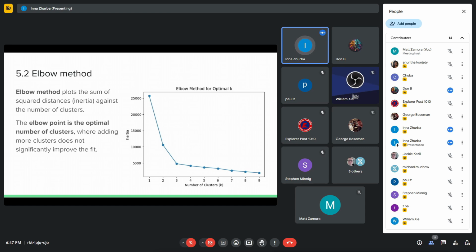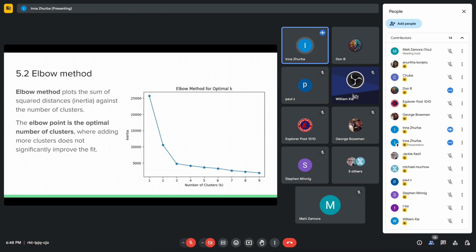It plots the sum of squared distances. It's also called inertia, which measures how far data points are from the centroid of their assigned cluster. And the lower inertia means better clustering, as points are closer to their cluster center. The goal, as I mentioned, is to find this elbow point where the curve bends, and this would indicate the number of clusters. Beyond this point, adding more clusters doesn't significantly reduce the inertia, so we wouldn't have much improvement by just increasing the number of clusters.